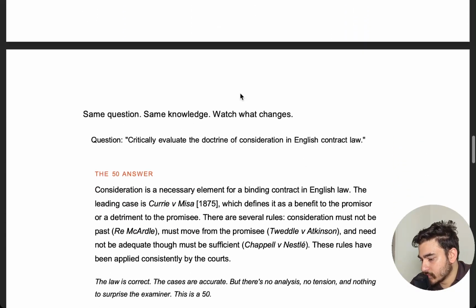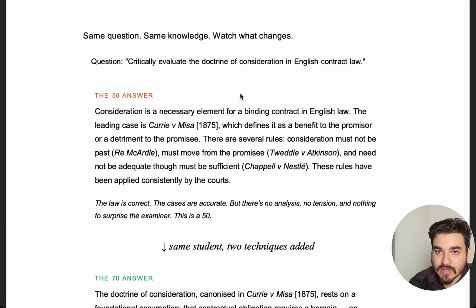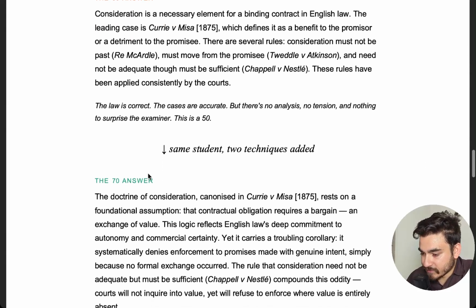Now let's look at a side-by-side comparison of what a 50 answer and what an answer graded as 70 looks like. Let's look at a question first. The question says, critically evaluate the doctrine of consideration in English contract law. The person who's got a 50 will answer the question like this. And if you are somebody who has this writing style and finds it relatable, you must look at the answer that's graded as 70. The 50 graded answer would say, consideration is a necessary element for a binding contract in English law.